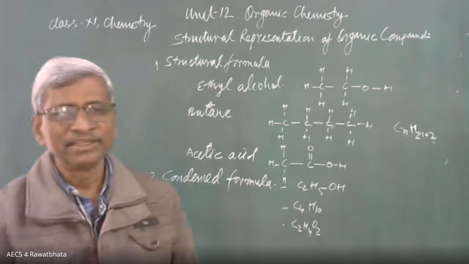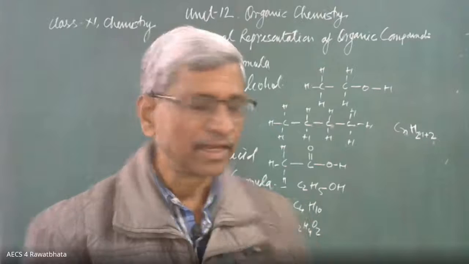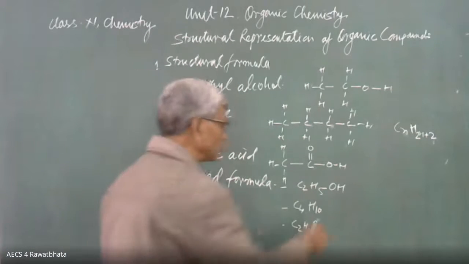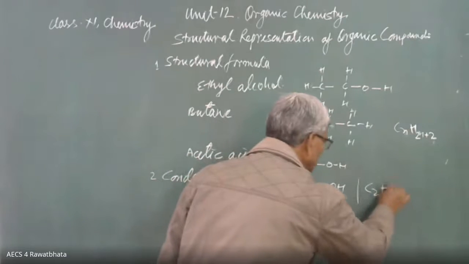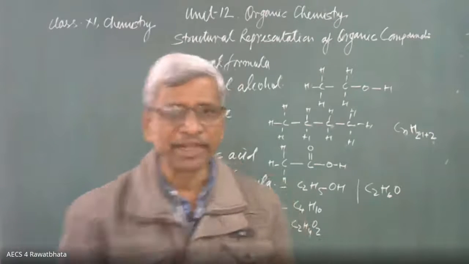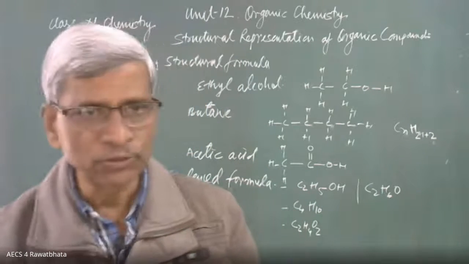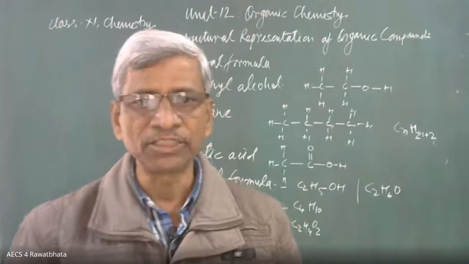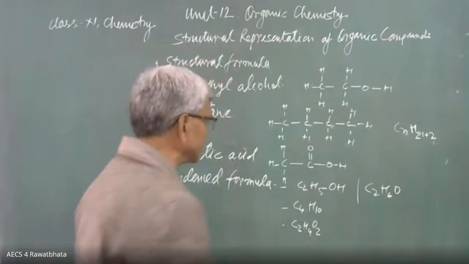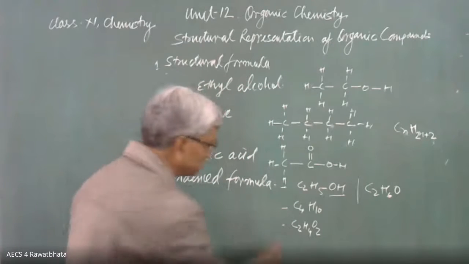But sometimes it is difficult to decide what is the actual functional group in the compound. Like C2H5OH, this can also be written as C2H6O. Here the identity of the functional group is not clarified. So it may be alcohol, it may be some other compound too, like ether. It may be CH3OCH3, that is the ether. That is the problem with this condensed formula. The functional group should be reflected. Here it is not reflected.